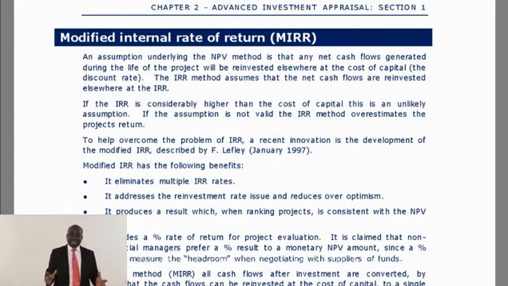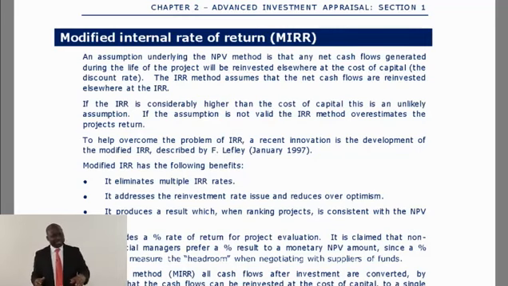So modified internal rate of return is the rate that will make the NPV equal 0 on the assumption that the cash flows from the project will be reinvested at the cost of capital. And as such, it's making the same assumption as the NPV, and its conclusion will be the same as the NPV will give you.